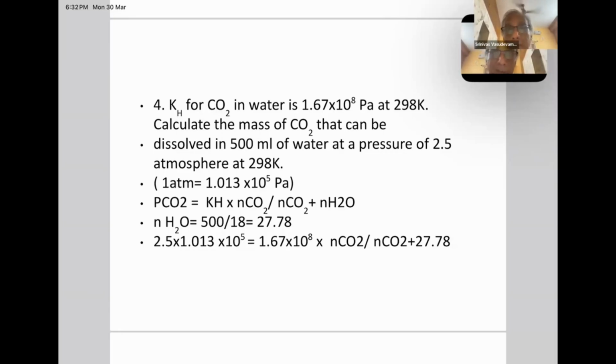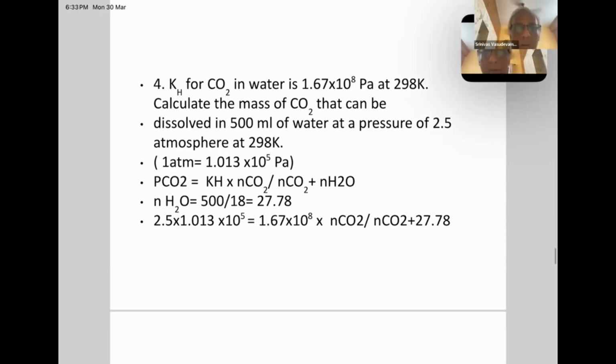Here you look at the KH value, it is very high. Therefore, I can take number of moles of CO2 plus number of moles of water as the number of moles of water. Number of moles of solute can be neglected in the denominator here. So the pressure exerted now is 2.5 atmosphere. Convert it into Pascal because KH is given in Pascal. 1 atmosphere is 1.013 into 10 power 5 Pascal. So 2.5 into 1.013 into 10 power 5 Pascal is equal to 1.67 into 10 power 8, which is the KH value, into number of moles of CO2 divided by number of moles of CO2 plus 27.78.